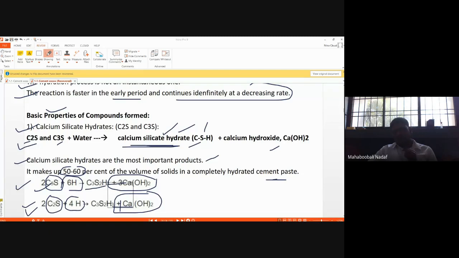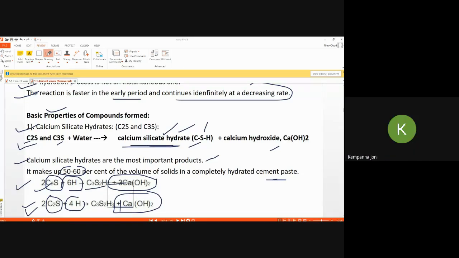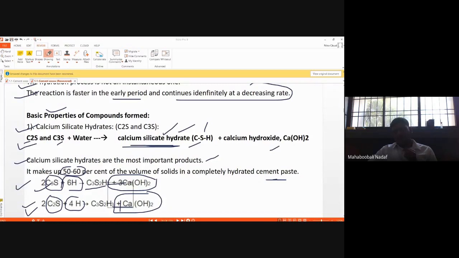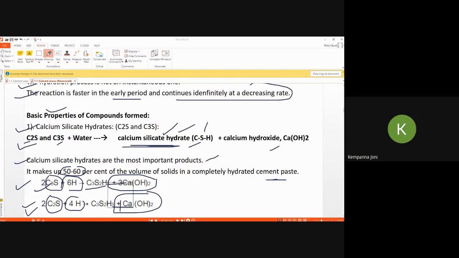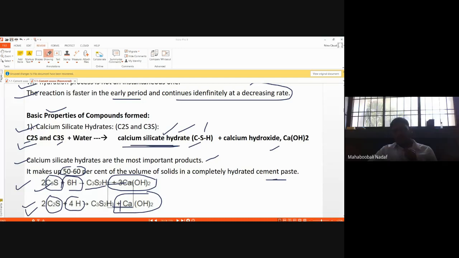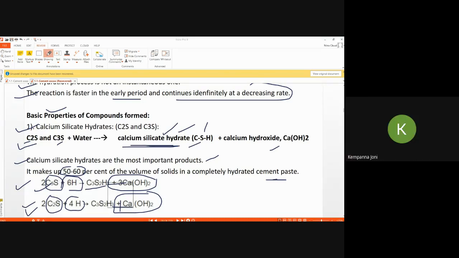Kempanna? Yes, sir. Why is it not harmful? Why is it good? Sir, it is good because it gives the same product as the above one, and the harmful product is less compared to the first one, sir. Harmful product is less than the first.